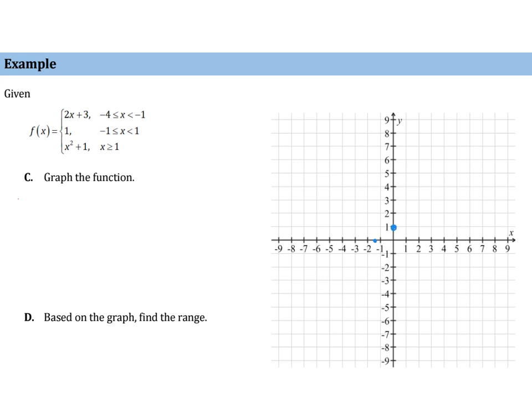Now, we have the three pieces again. y equals 2x plus 3, y equals 1, and y equals x squared plus 1. So here we have a line. Its slope is 2, and its y-intercept is 3. So let's go ahead and plot that out. We have y equals 3, and we have a slope of 2, which means that we can treat that as 2 over 1. So up 2 to the right 1, up 2 to the right 1, or we could go down 2 to the left 1, down 2 to the left 1, so on and so forth.